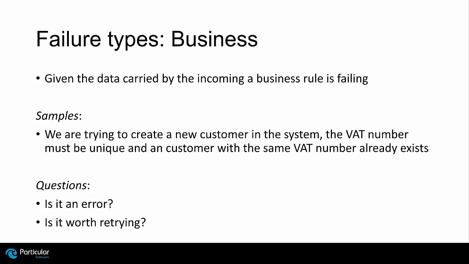An example could be when we are trying to create a new customer in the system and the customer is required to have a unique VAT number, but there is already a customer with the same VAT number in the system available. Most of the time those business failures can't be retried, because in that example, when we would retry the same customer with the same VAT number again and again, this would actually lead to nowhere. We would only increase the load on our system unnecessarily.